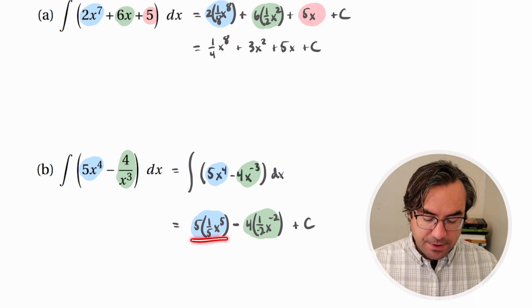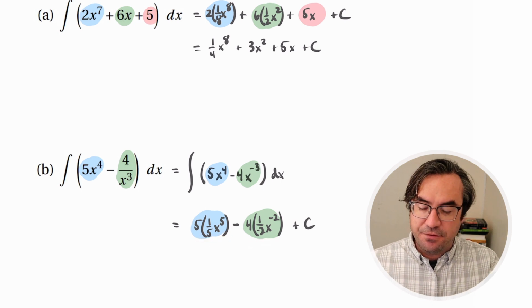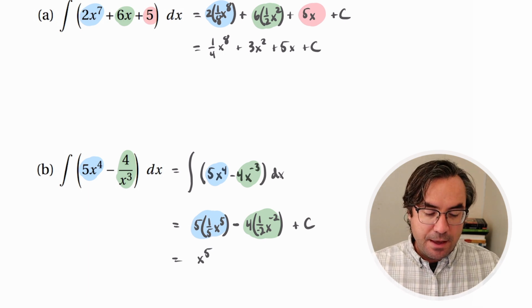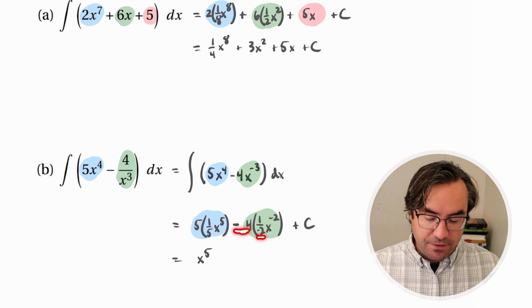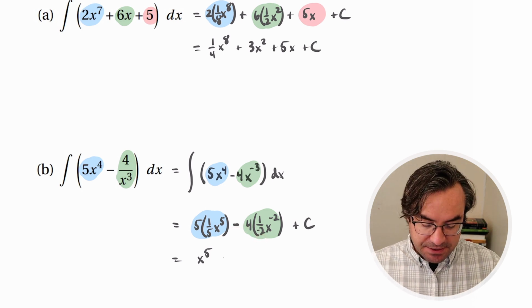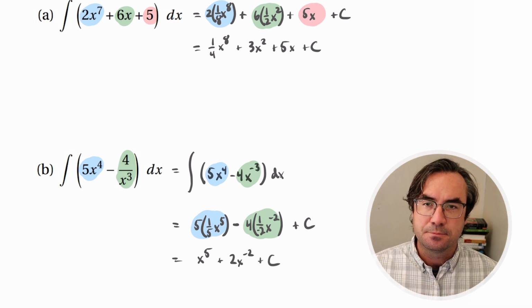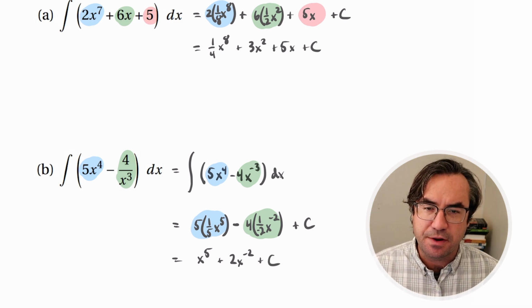All right, and we can simplify this down. So 5 divided by 5 is just 1. So we end up with x raised to the power 5 for that first term. And then negative 4 divided by negative 2 is positive 2. So we end up with positive plus 2 x raised to the negative 2. And then our plus c. All right, so there's our antiderivative.